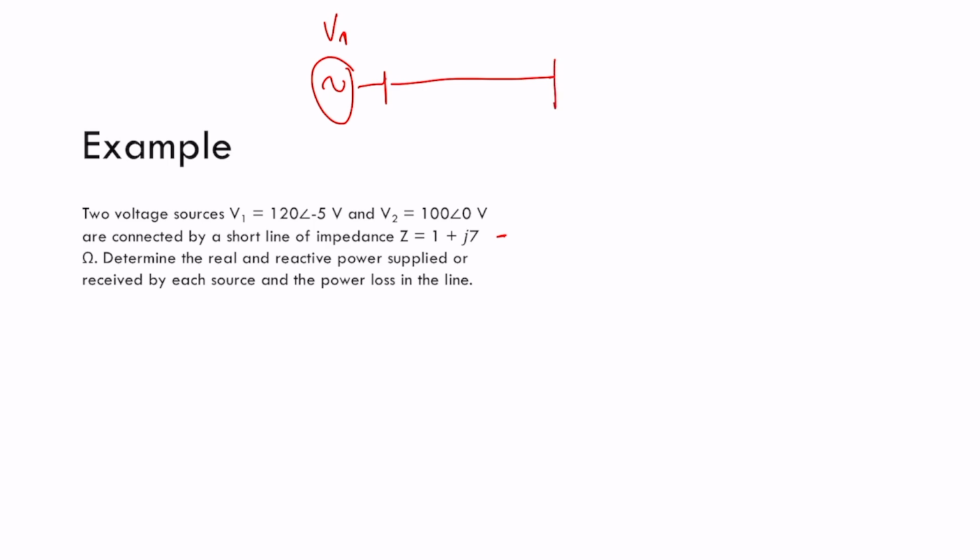And that is connected with another source. It's quite strange, right? So this one actually has 120 minus 5 volts, and this one has 100 volts. The intuition says that the one that has higher voltage should be the source of power, so it's sending power from 1 to 2, right? I forgot to include here the impedance. So here we have this 1 J7.